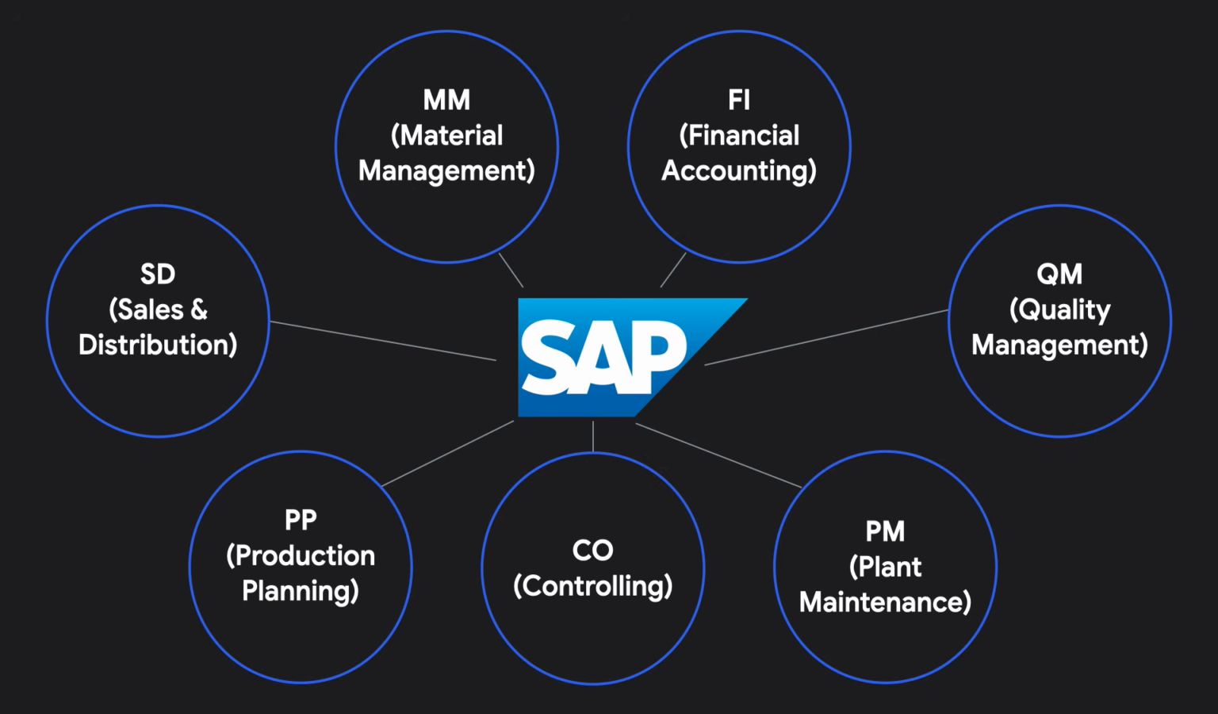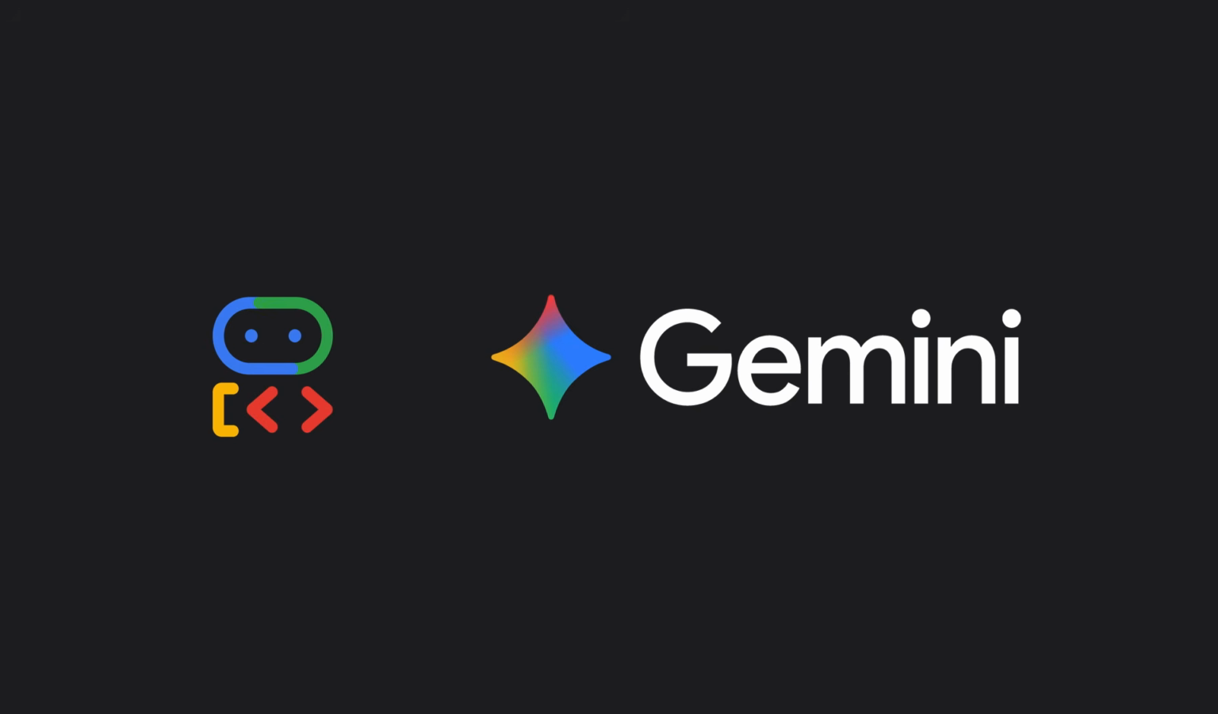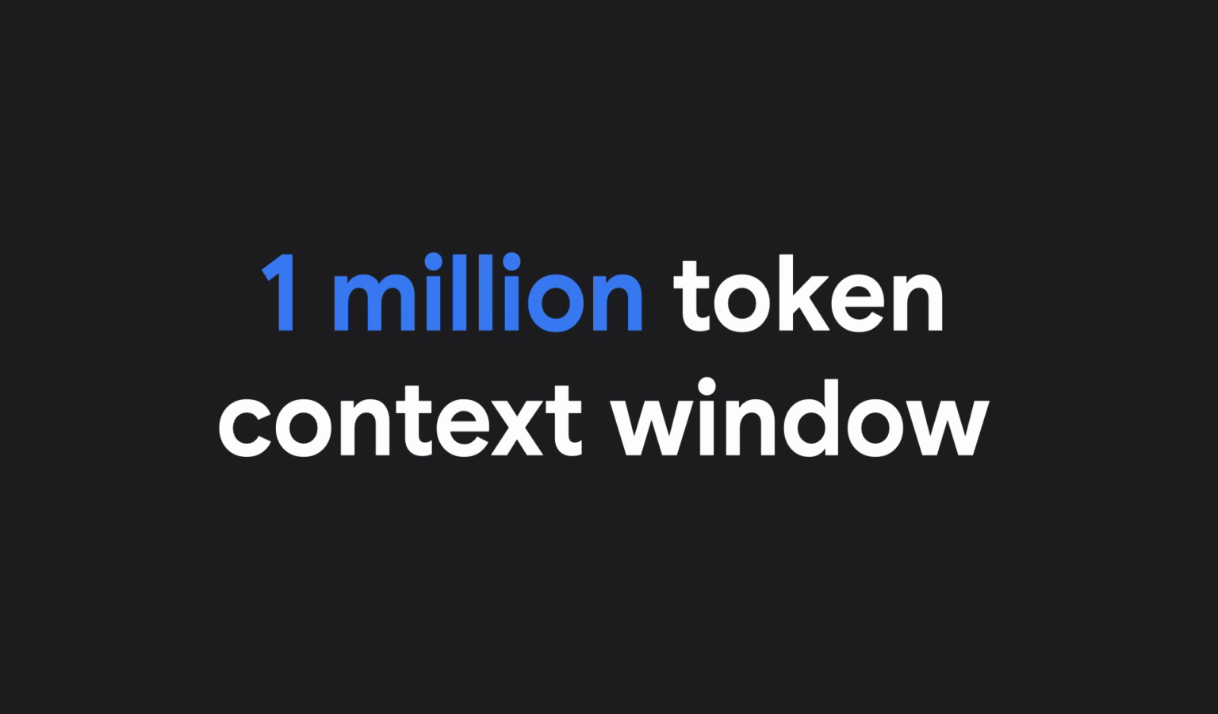Reality is, SAP is massive. Even submodules such as sales and distribution and material management expose hundreds of APIs, which means we would end up with hundreds of MCP tools. So the challenge is not only complexity, but also scale. For use cases like that, ADK, together with Gemini's 1 million token context window, really makes a difference.